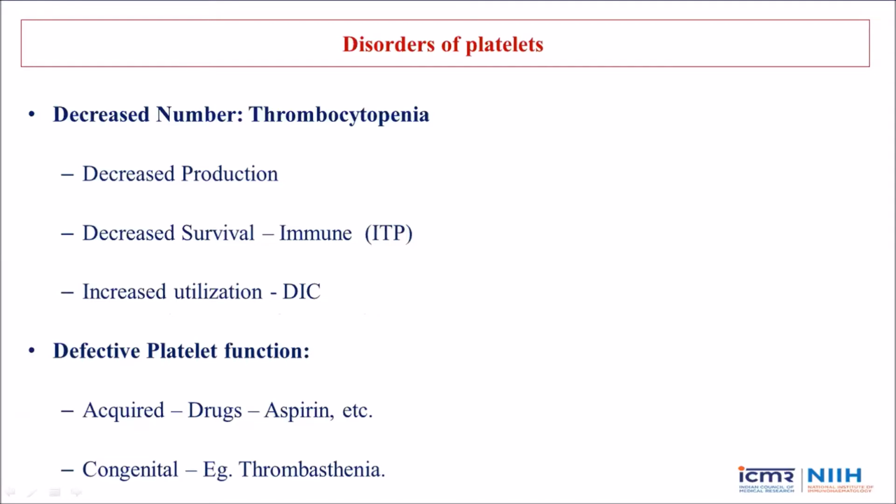Now, let's come to the disorders of the platelets, because the focus of today's talk is on platelets. So, the two major problems with platelets: it could be a problem of numbers or it could be a problem of function. So, problem of numbers encompasses decreased production, or decreased survival that happens in ITP, or increased utilization, which happens in DIC. When it comes to defective platelet function, it could be either acquired or congenital.